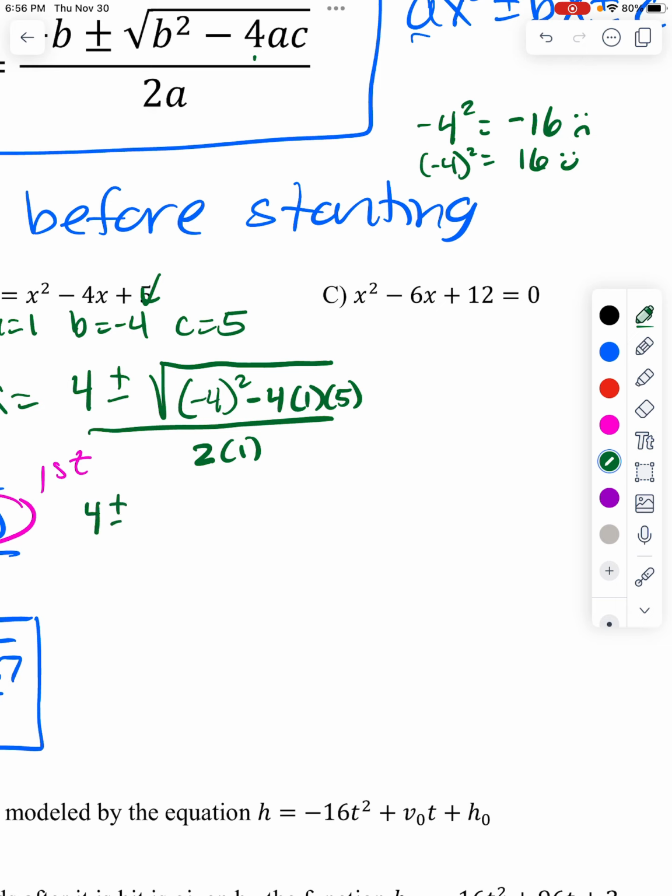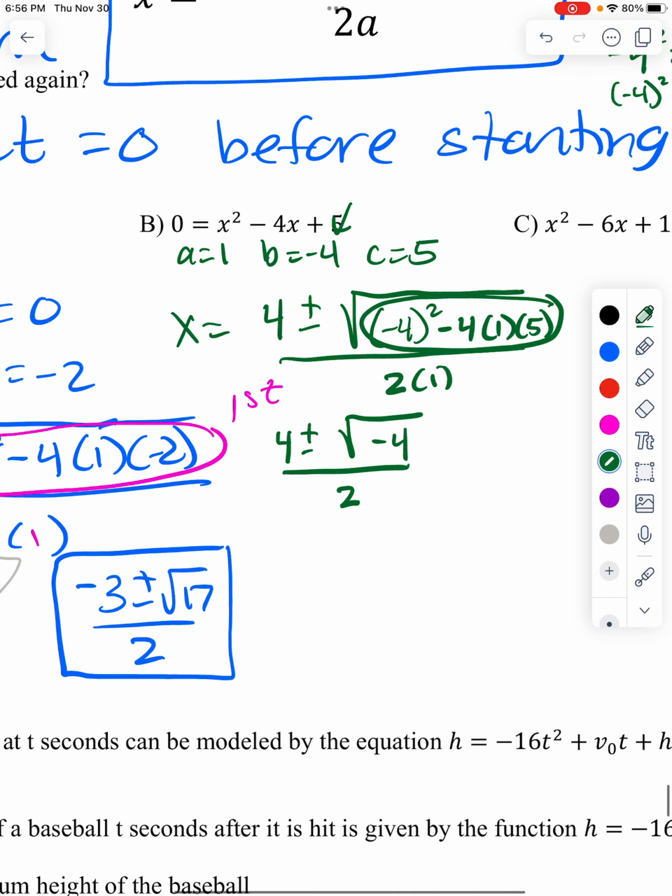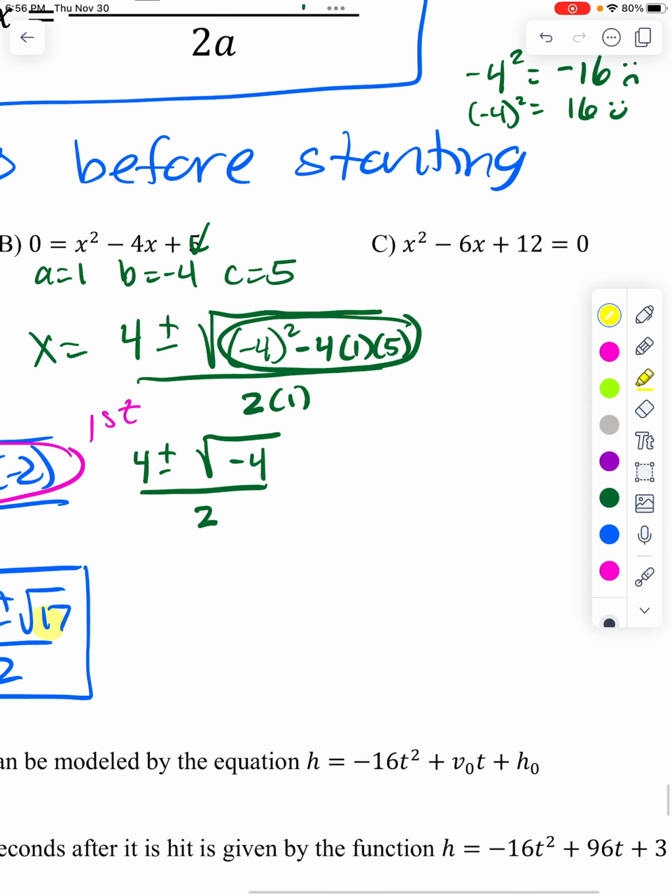Again, do what's under the square root first. Do this whole thing on your calculator. You're going to get 16 minus 20, so that turns into negative 4, and then over 2 times 1, which is 2. So on this previous problem, there was nothing we could do with this root 17 because it doesn't simplify or contain any perfect squares. But in this next problem, we can do something with this.